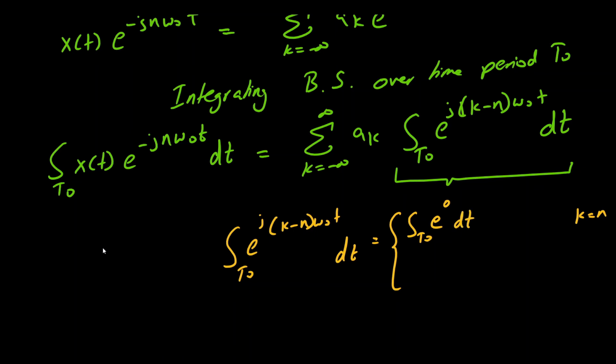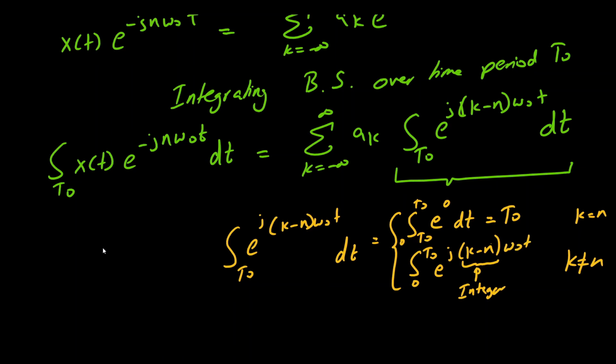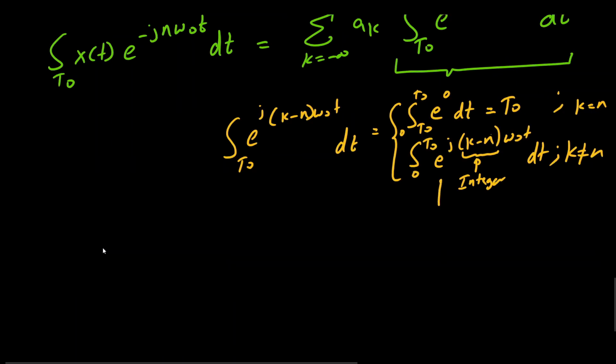So if the time period is, say, from 0 to t naught, the result would simply be t naught. But say k is not equal to n, for the second case, so in that case the integral from 0 to t naught of e raised to j k minus n omega naught t dt, where k is an integer and n is an integer, so k minus n would have an integer value. So this means that the exponential is simply cos theta plus j sine theta.